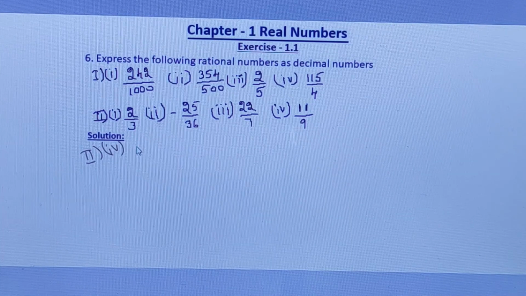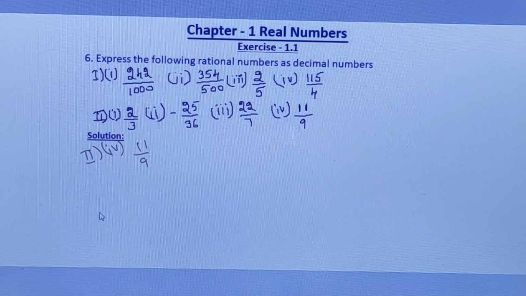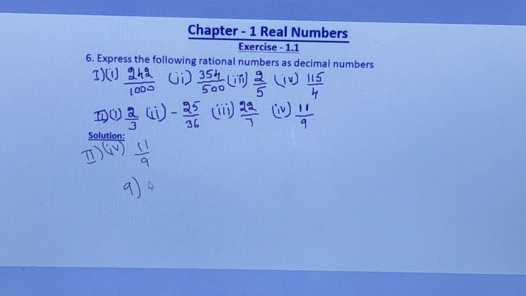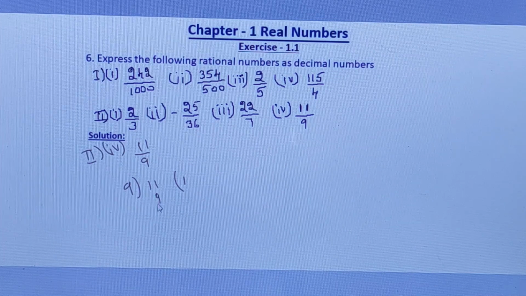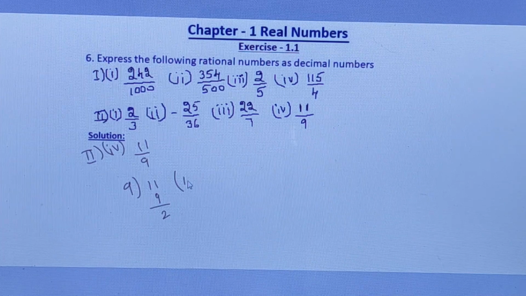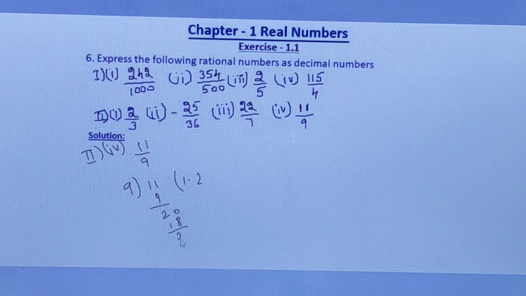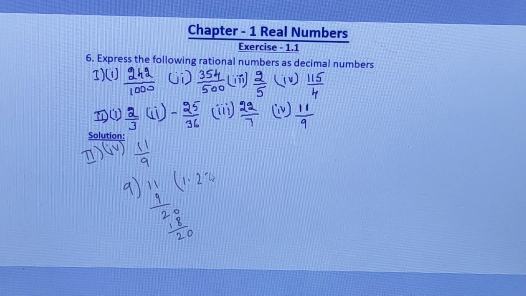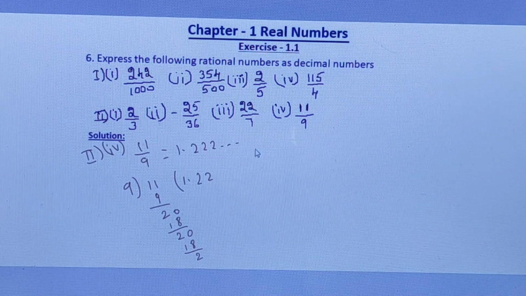Now fourth bit, 11 by 9. So again let us divide this. Nine ones are 9. 2 is the remainder. So 0. 9 twos are 18. Again 2 is the remainder. 0. Again 2s are 18. Again 2 is the remainder. So the remainder is getting repeated. So this is 1.222, so on, which is 1.2 bar.